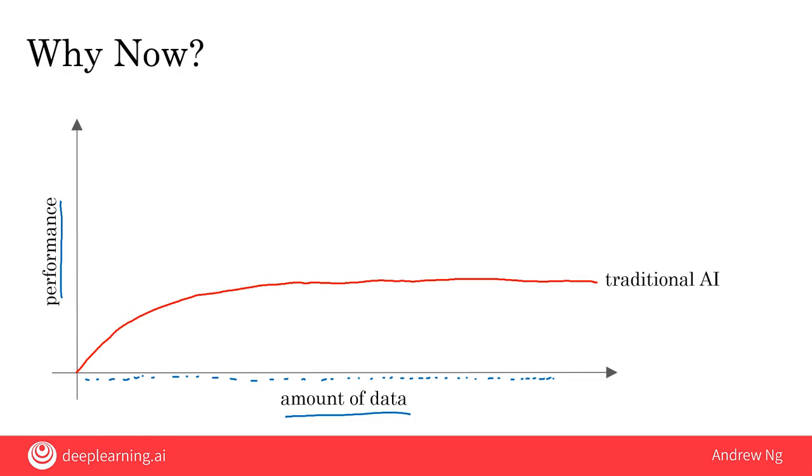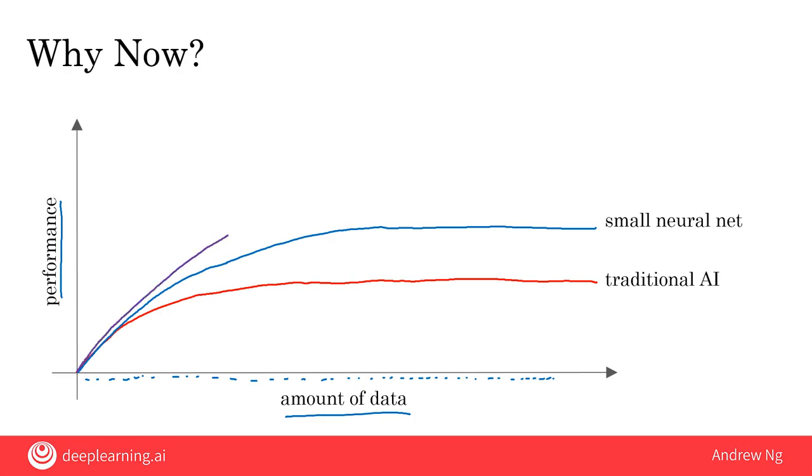AI has really taken off recently due to the rise of neural networks and deep learning. I'll define these terms more precisely in a later video, so don't worry too much about what it means for now. But with modern AI, with neural networks and deep learning, what we saw was that if you train a small neural network, then the performance kind of looks like this, whereas you feed it more data, performance keeps getting better for much longer. And if you train an even slightly larger neural network, let's say a medium-sized neural net, then the performance may look like that.